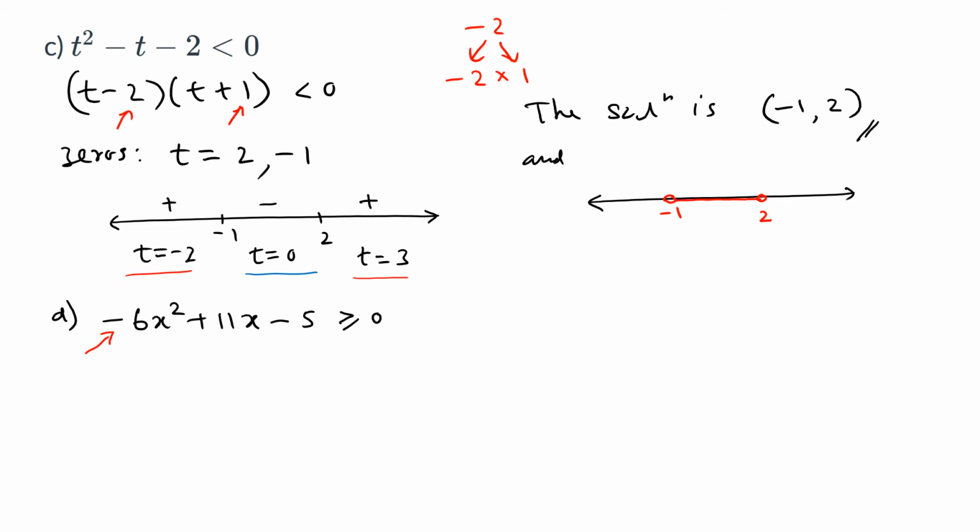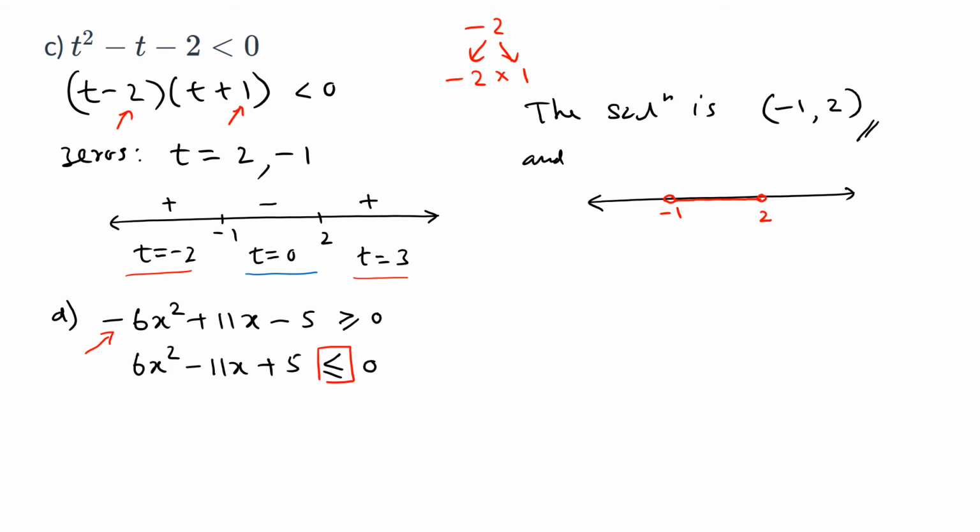When you multiply by negative 1, what's going to happen? This is going to be 6x squared. You change the sign, so it is negative 11x, a positive 5, and it also switches the inequality. That's one of the very important things: if you multiply or divide by a negative number, it's going to switch the inequality. Okay, good.